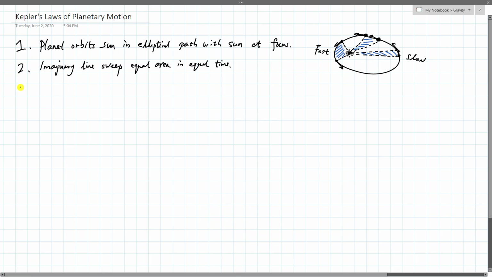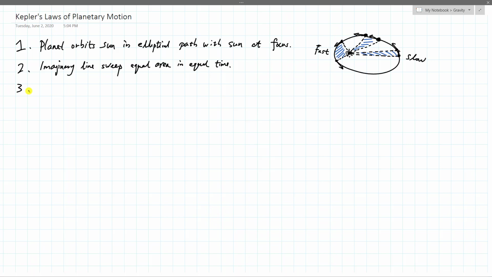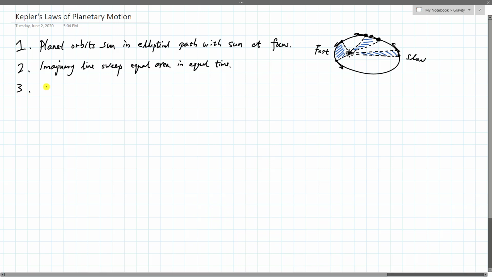All right, so let's move on to the third law. The third law is very interesting. It's numerical. So it mentions two quantities. One quantity is the period. So period squared. Period squared. So that is T squared. And the second quantity it mentions is mean distance.